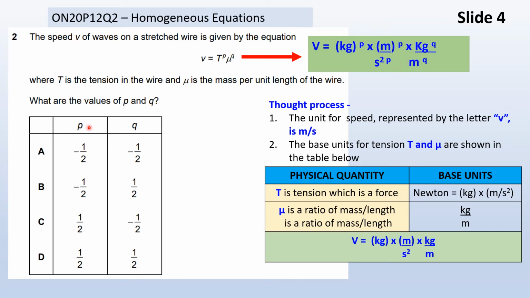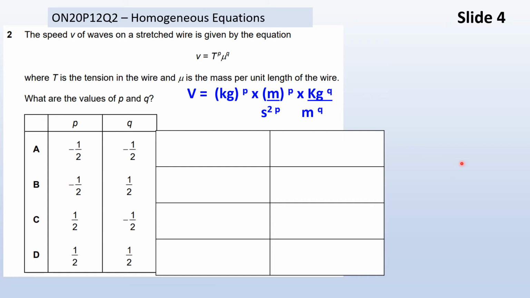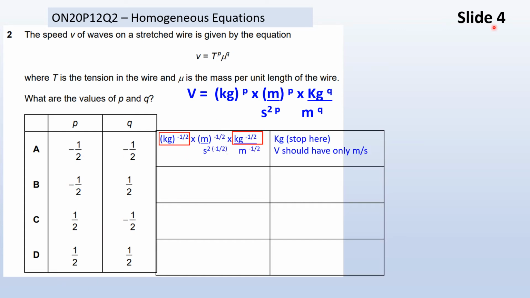Great. Now let's look one by one and see what's going on. So this is my final, cleaned up equation in terms of base units. Let's look at the first one. My P is minus half, my m exponent is minus half, and here on seconds squared it is minus half.